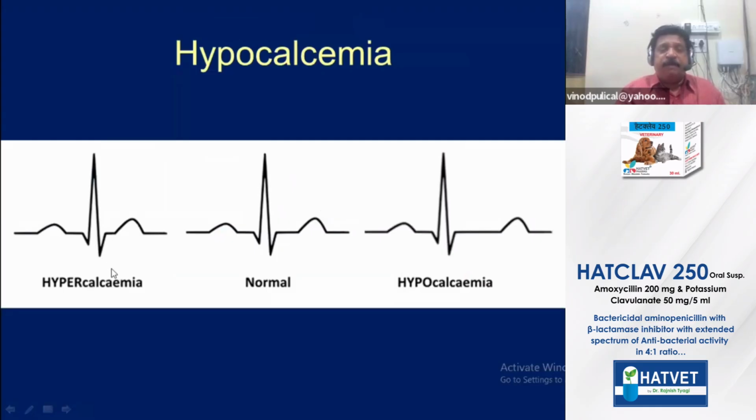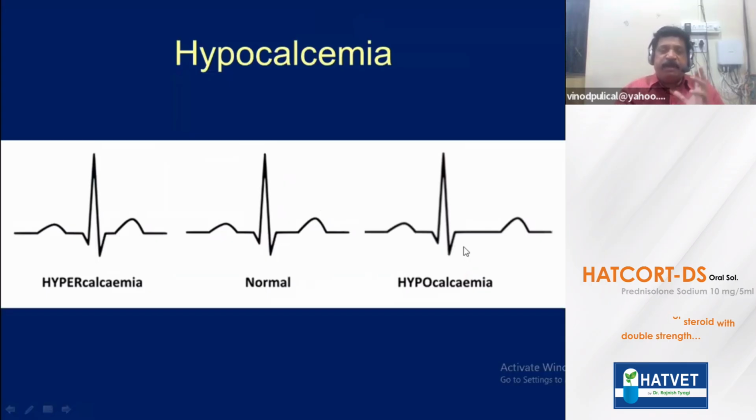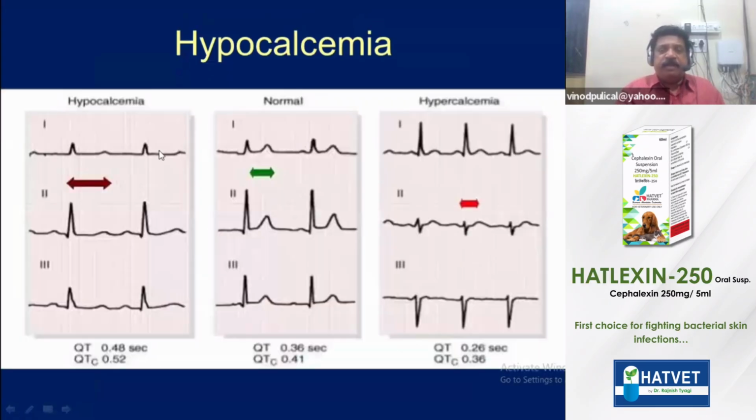Then in hypercalcemia, there will be a short QT interval, and in hypocalcemia, there will be a long QT interval. That is a typical ECG pattern. In hypocalcemia and hypercalcemia, this can be seen, I already mentioned it.